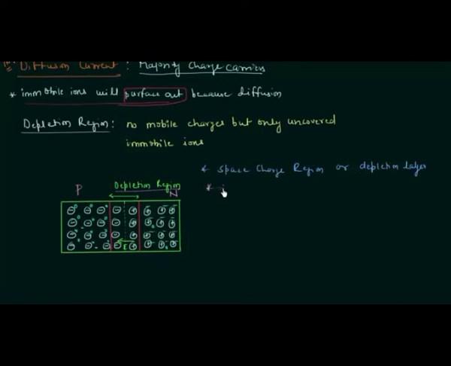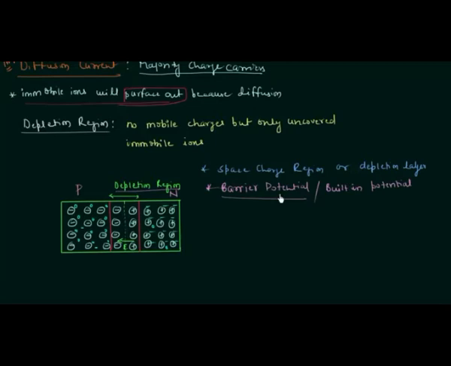We call it barrier potential, or we call it built-in potential. Built-in potential. We call it barrier potential because it is acting as the barrier for the further movement of free charge carriers. Let's talk about minority charge carriers in this scenario.